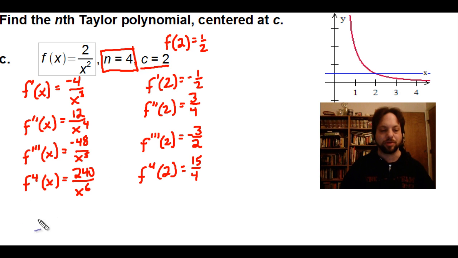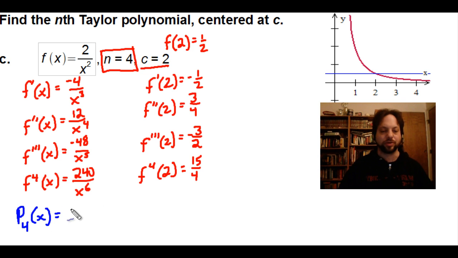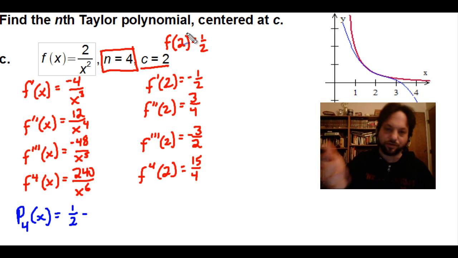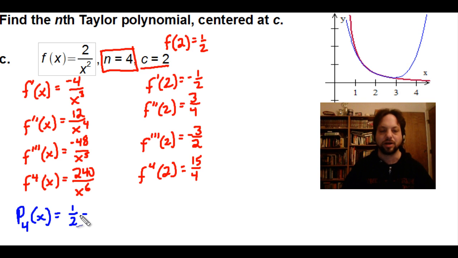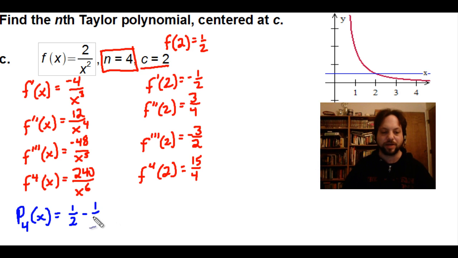I'm going to skip the step where I write the formula out. As I said earlier, I kind of already have that worked out. So, if I do this, my fourth degree Taylor polynomial centered at 2 is simply going to be 1/2, and that comes from my f of 2 over 0 factorial. So 0 factorial doesn't matter. Then I will do f prime of 2 over 1 factorial, which again doesn't really matter. So I'll just have minus 1/2, but I'm not going to put x.